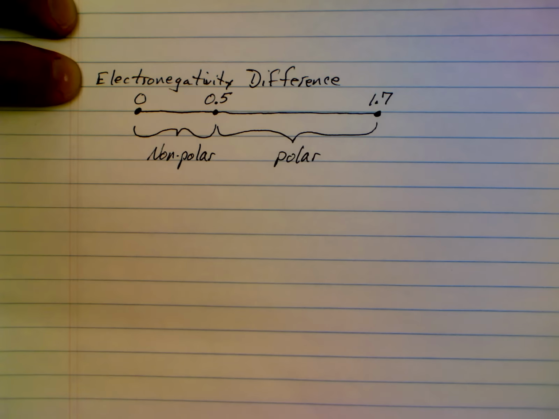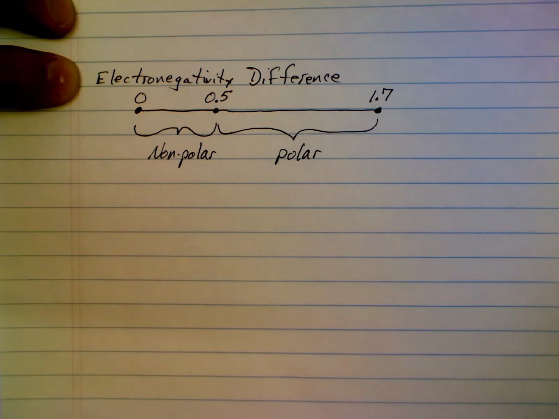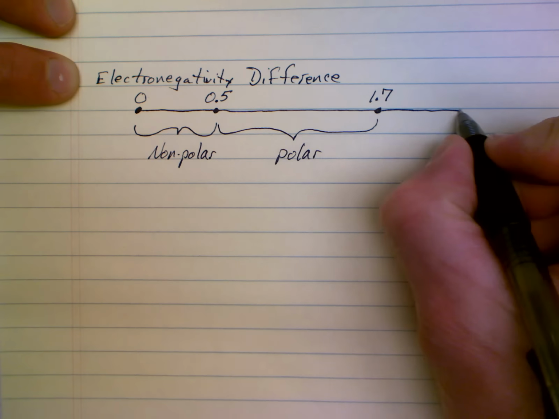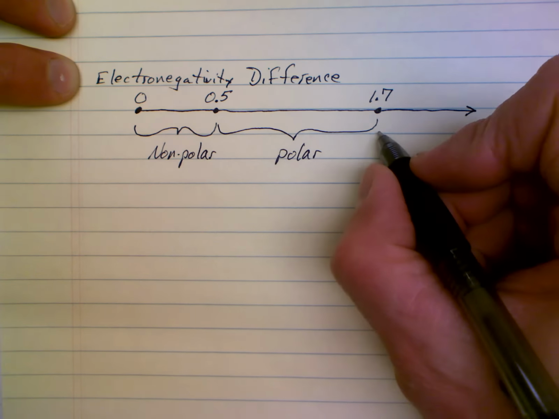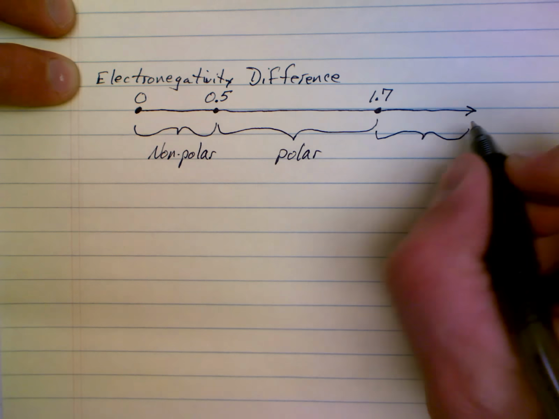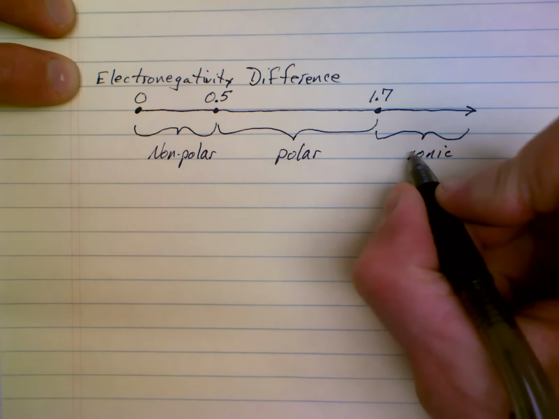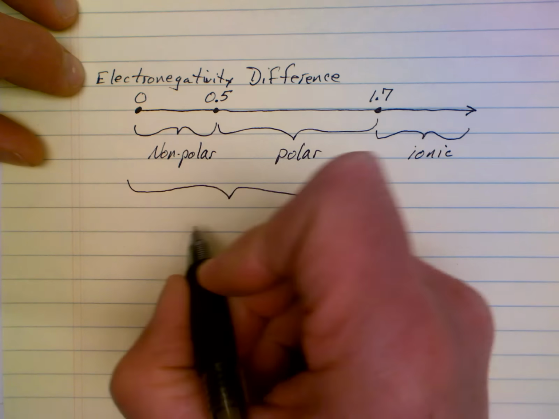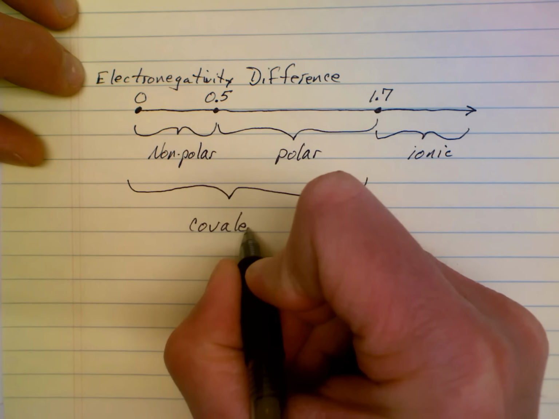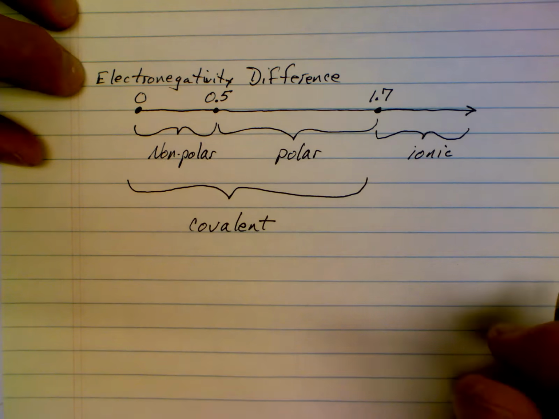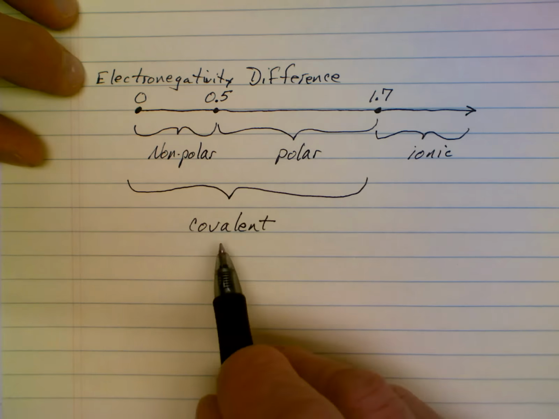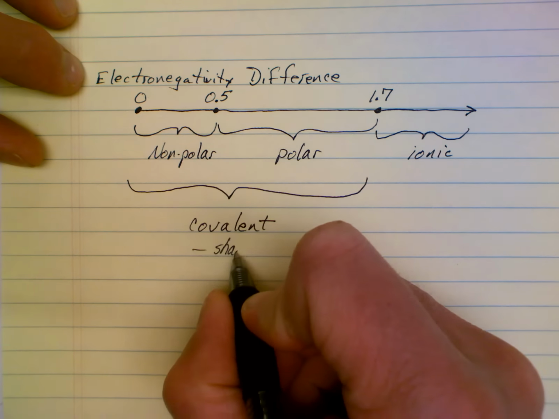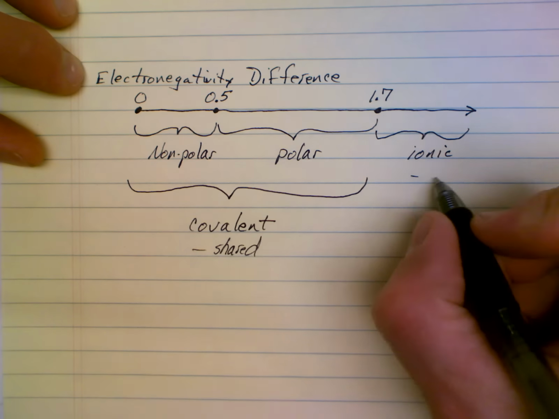So if the electronegativity difference is between 0.5 and 1.7, we say it's polar. If it exceeds the 1.7, then it's going to be ionic. And both the nonpolar and the polar here are considered to be covalent. So again, the difference between a covalent bond and an ionic bond is that in a covalent bond, electrons are shared. Here, electrons are transferred.